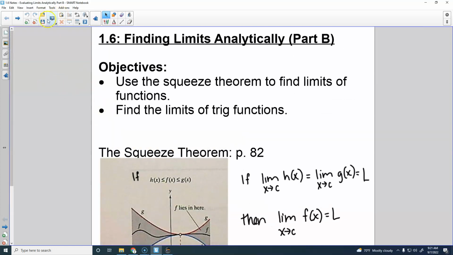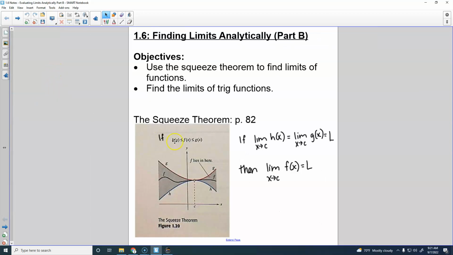Okay, so we're going to start with the squeeze theorem. Let's see if that page number is right, because some of my notes, even though I've had these books for like 4 or 5 years now, I think it's right. Okay, so this is from page 882 in your book.